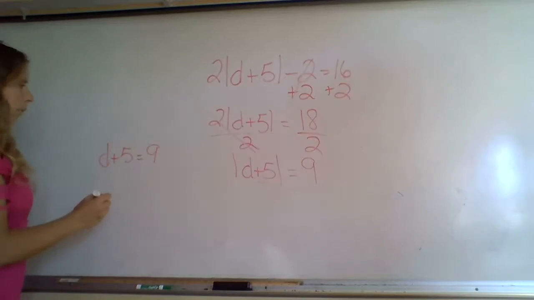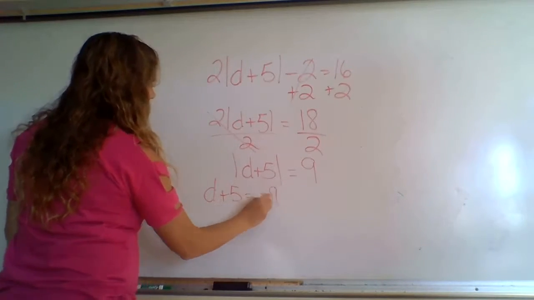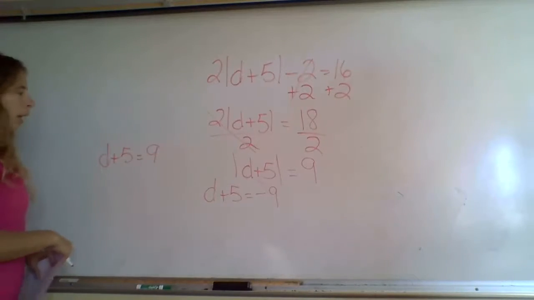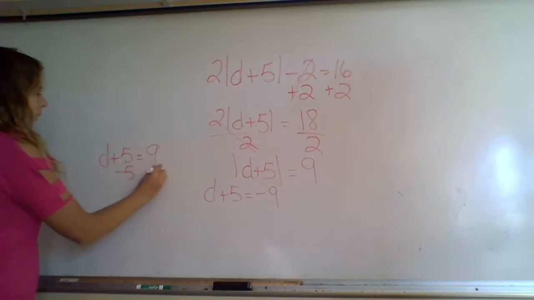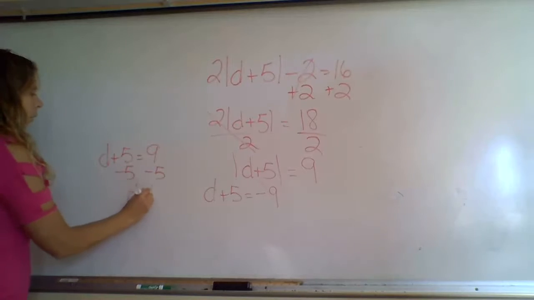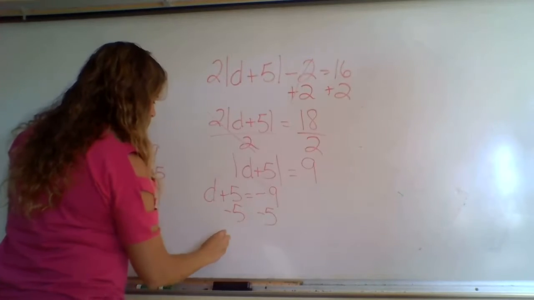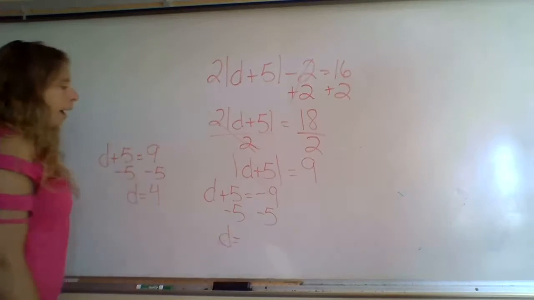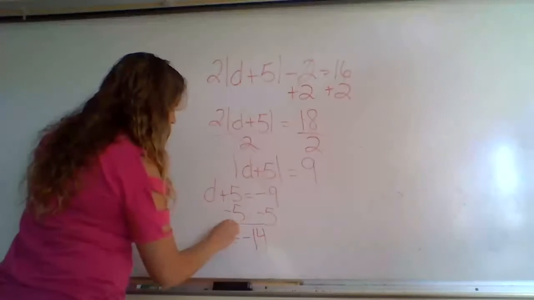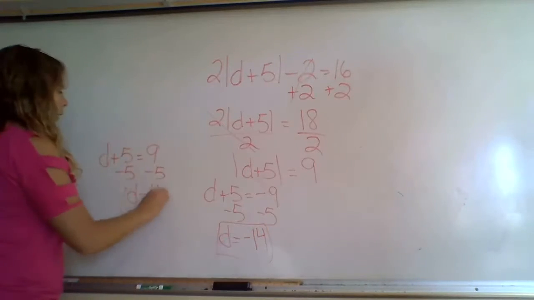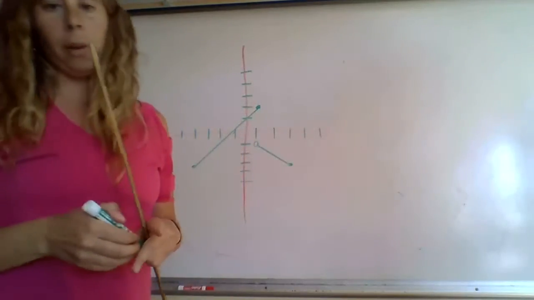And I didn't really leave room. I guess we'll do here. D plus 5 equals negative 9. Positive and negative 9. And then go ahead and solve for d. So d is equal to 4. That's one answer. Negative 9 minus 5 is negative 14. So that's your other answer. So those are your two answers. 4 and negative 14.